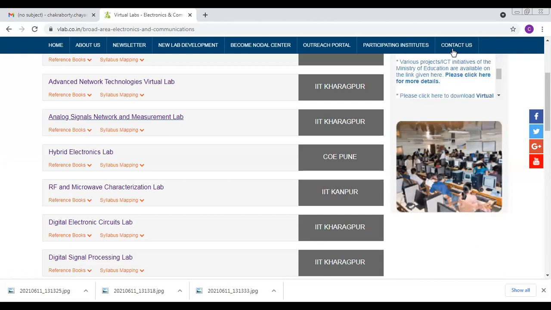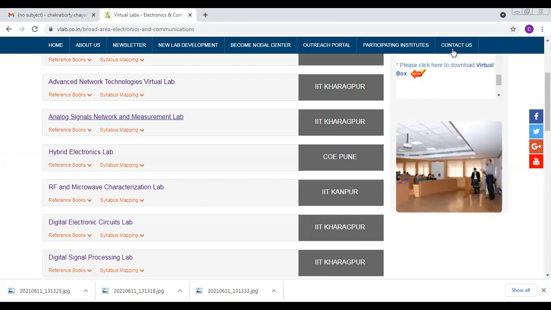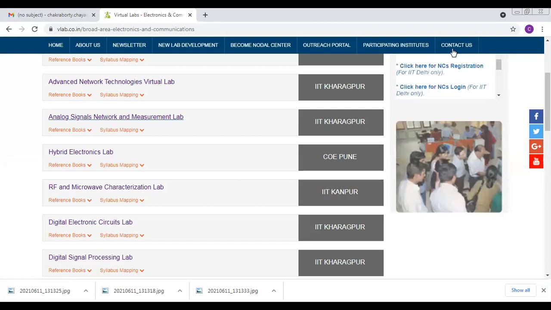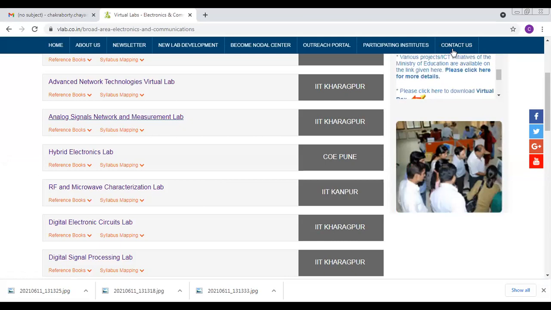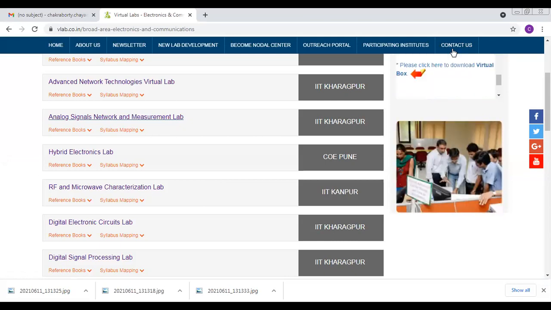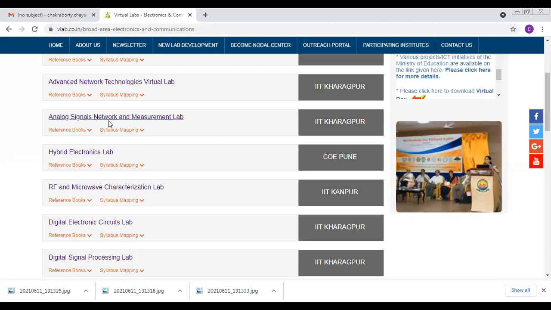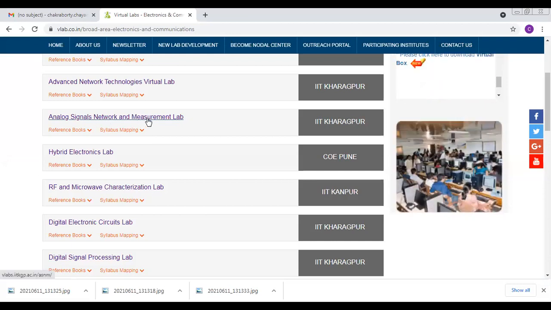This is the lab provided by IIT Kharagpur, and many IITs, mainly IIT Kanpur and IIT Mumbai, are operating this lab. Okay, guys, now you can see the screen, and here you have to go for the Analog Signal Network and Measurement Lab. Just click over here. It is provided by IIT Kharagpur.